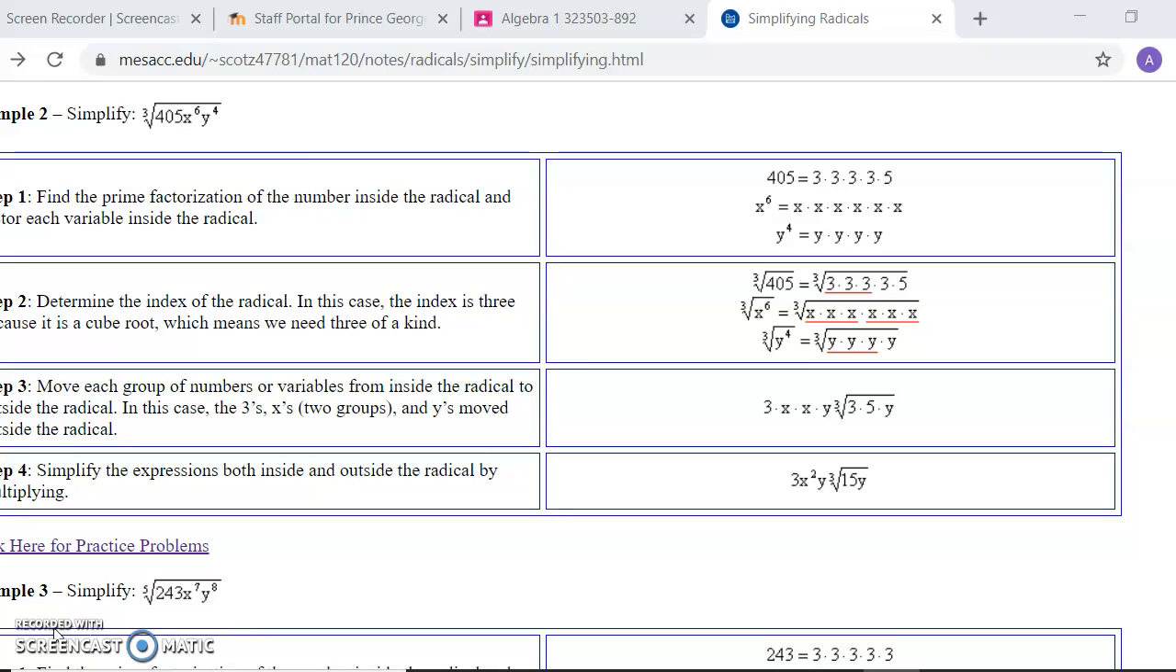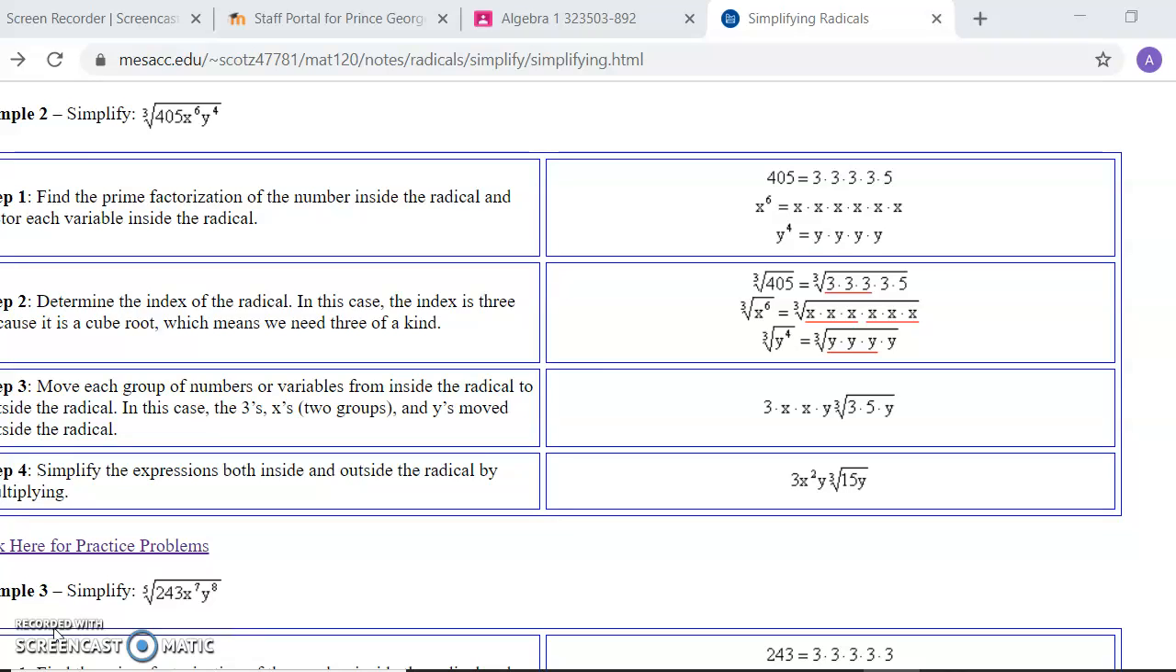We have been talking about the simplification of radicals. We're going to move on to antiradicals tomorrow. And we are concluding the section dealing with simplifying radicals when you have variables under the radical sign. The first step is to find the prime factorization of the number inside the radical and factor each variable inside the radical.